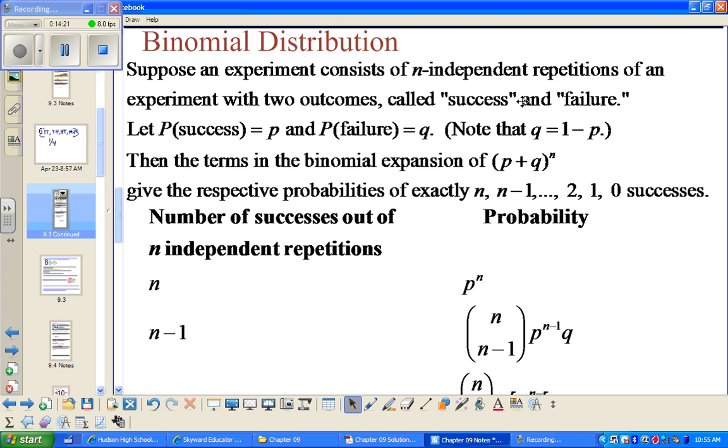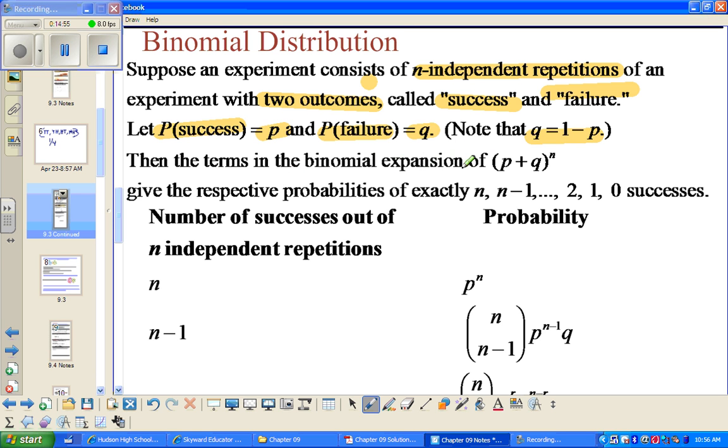Here's binomial distribution, how that is applied. Suppose an experiment consists of n independent repetitions of an experiment. So there's n number of repetitions with 2 outcomes called either success or failure. We let the probability of success equal P and the probability of failure equal Q. So make note that Q would equal 1 minus P.